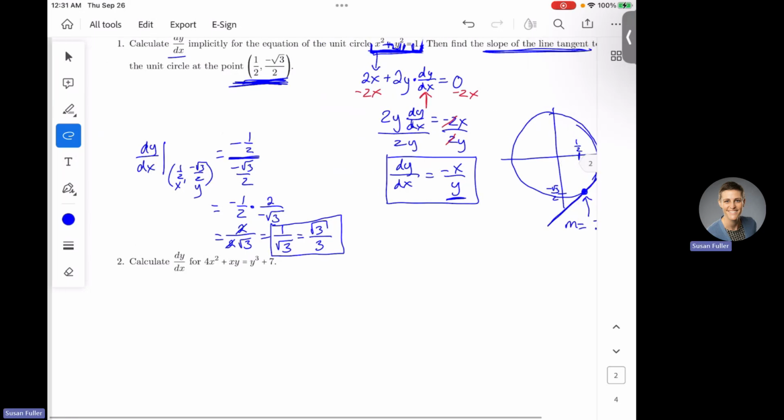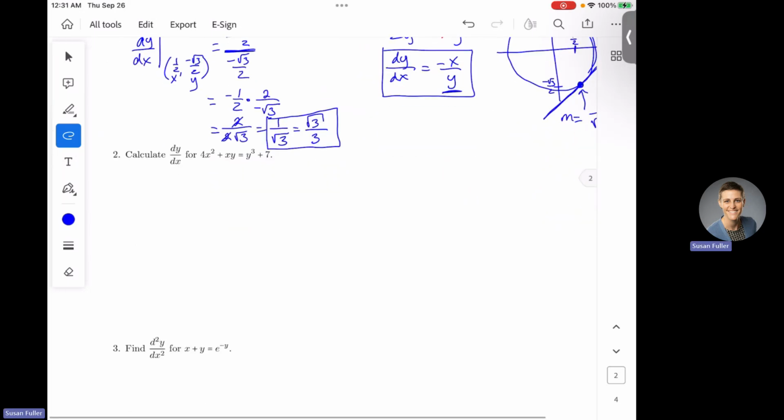Okay, so let's keep practicing. What if I ask you to find dy/dx for this function, 4x squared plus xy equals y to the third plus 7? All right, this is an implicitly defined function, right? I'm not telling you to use implicit differentiation here. I just tell you to find the derivative, but you've got both x's and y's floating around together. So that tells you implicit differentiation.